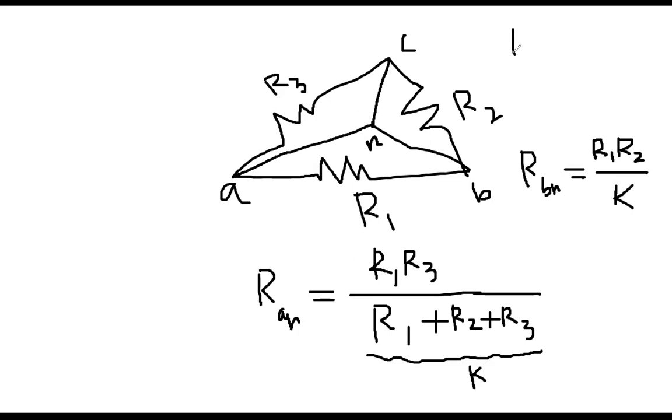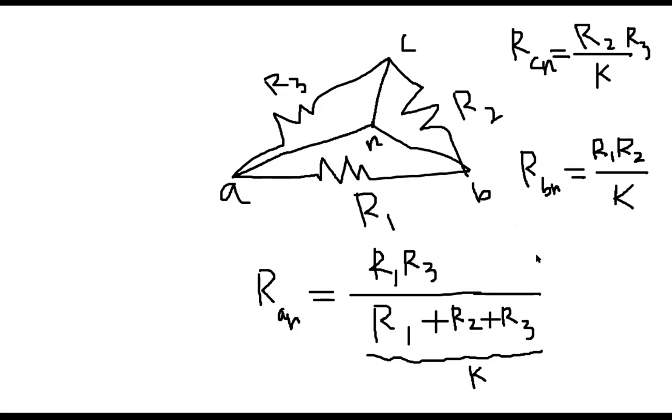And then what will be this one? RCN. So everybody see, RCN, this will be when I am doing this one. So this means I have to multiply these two, R2, R3, and then over K. So I think you all have learned these things, how to convert Y to delta and from delta to Y in the DC circuit. Everybody, could you follow what I did?